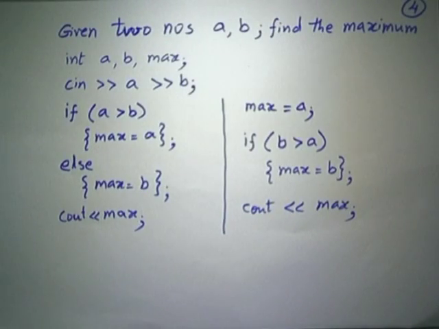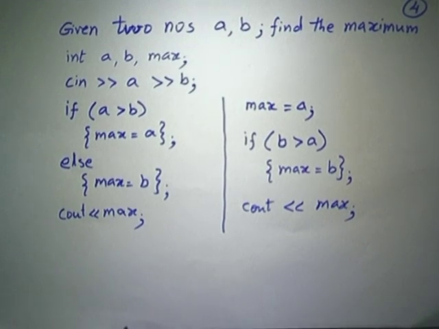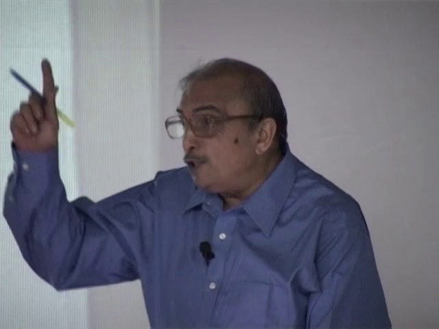Please note that when I print out the max, it is a value that is being printed. It does not care whether the value came from A or B. It would matter if the values were different. If the values are same, A is 10, B is 10, how does it matter whether you assign to max the value of A or value of B? So in this particular case, it does not matter. However, if I also wanted to know which value was ultimately printed, then that's a different story. We shall discuss that when we discuss arrays and sets of numbers, etc.